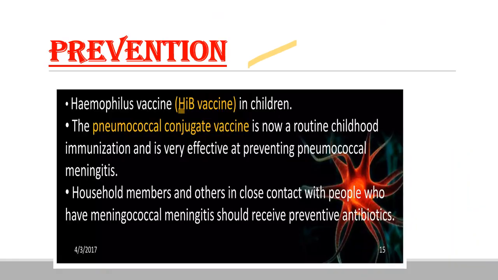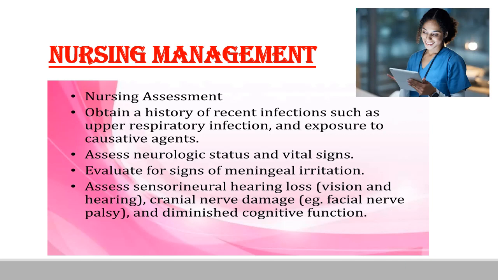Next, what are the preventive measures? First one, Hib vaccine, which is included in the pentavalent vaccine, given in children. Then pneumococcal conjugate vaccine for routine childhood immunization. Then household members, that is family members, are given preventive antibiotics to prevent the infection. Next, nursing management.